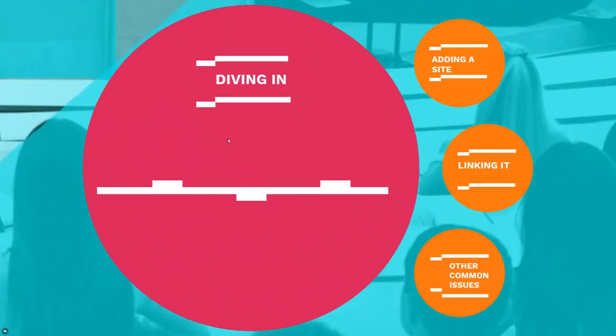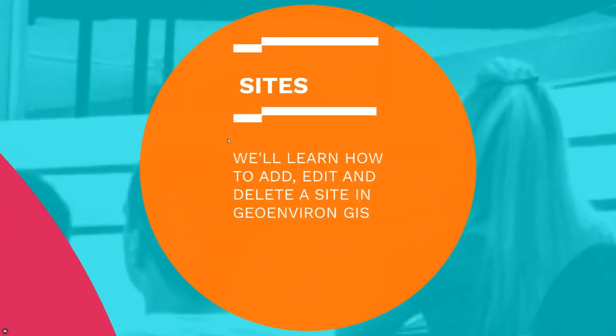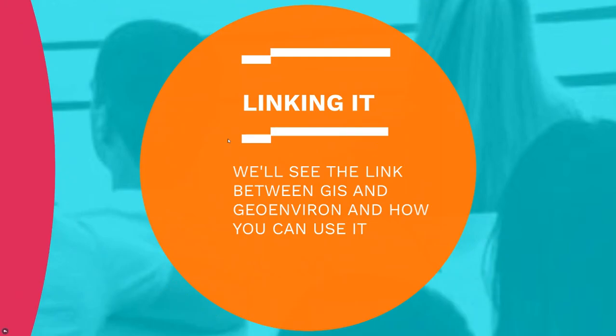So guys, I think it's time to talk about what we're going to do today. Diving right in, we're going to have a look at adding a site. So we'll learn how to add, edit, delete, link and unlink a site in GeoEnviron. Don't worry if I'm going a bit fast, we'll slow it down for the GIS. We're also going to be looking at linking it, so we can see how the link between GeoEnviron, the GIS extension, as well as the database works. And we'll talk about the concept of that and how you can utilize it for your workload.